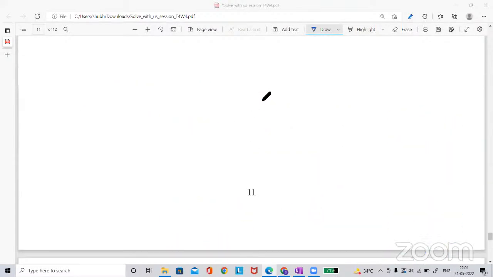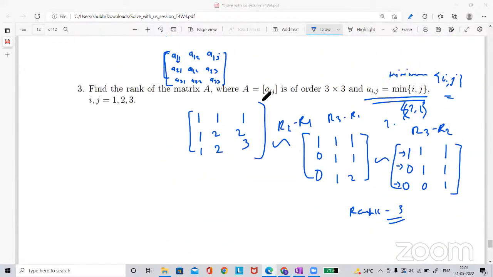Either row, either column. Sir, I have a small doubt. Shall I ask? The video, no, you have checking the subspace. Checking three conditions: 0 belongs to W, addition, multiplication.